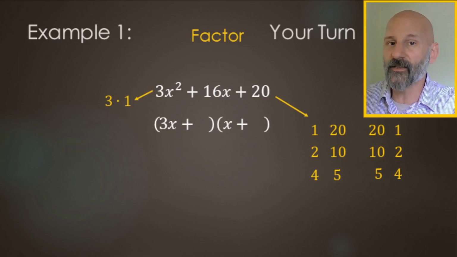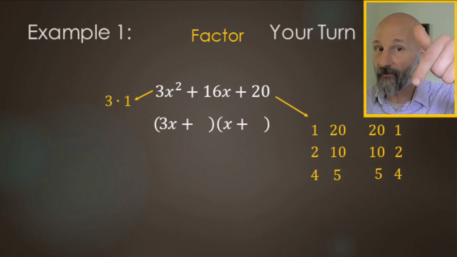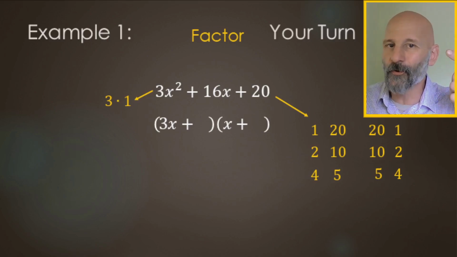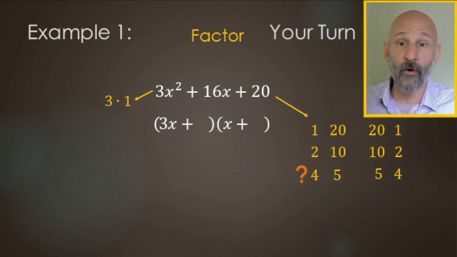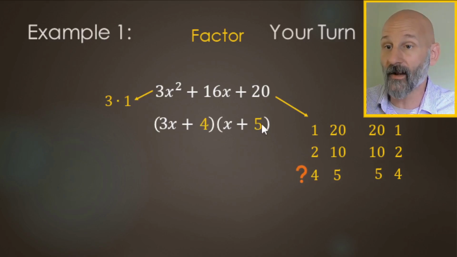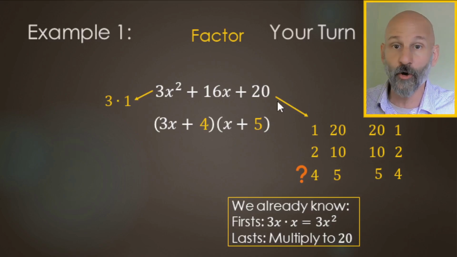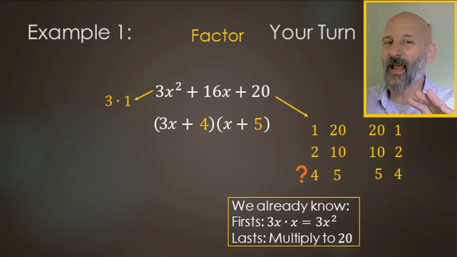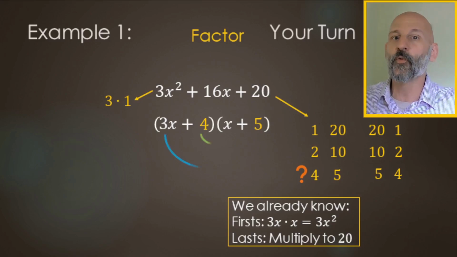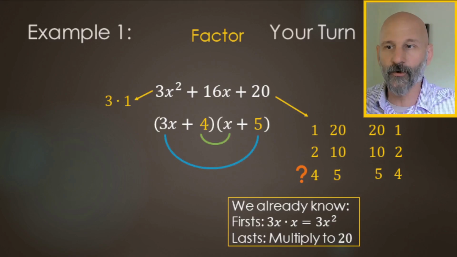And there's our list. You can either write it down like what we have here, or you can just go through in your head and try and figure out which one works, okay? So we're going to start with the 4 and the 5, right? So there, we have a 4 and a 5. Now, we already know 3x times x makes 3x squared. All of these numbers here, 4 times 5, are all going to make 20. We don't even have to check the firsts and the lasts. We only need to check the inners and outers to make sure that they add up to make a 16.